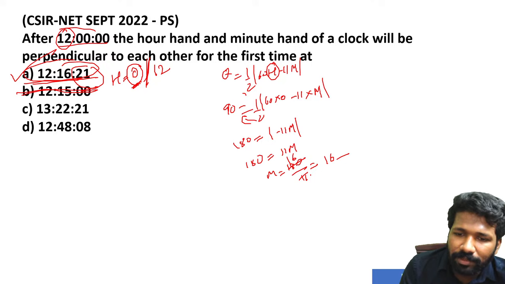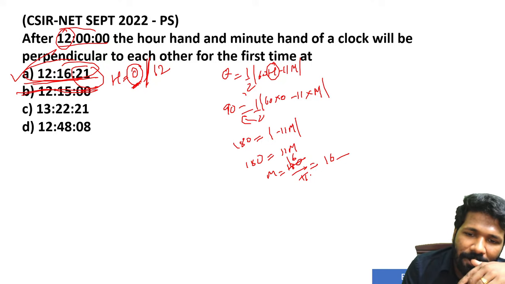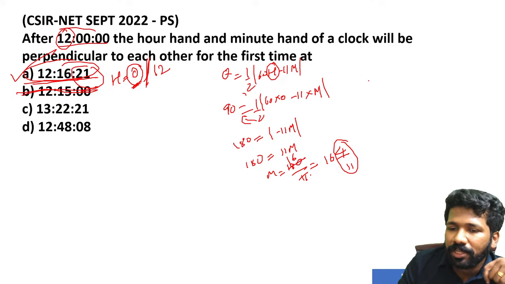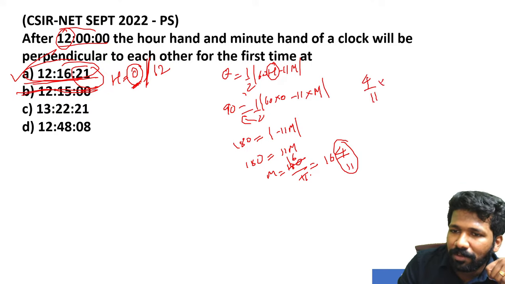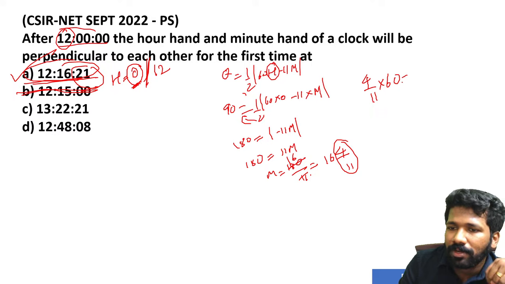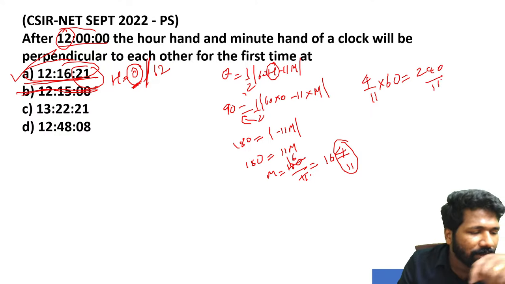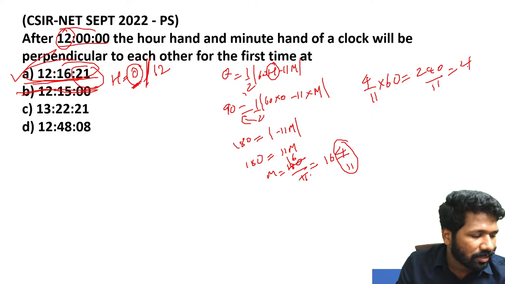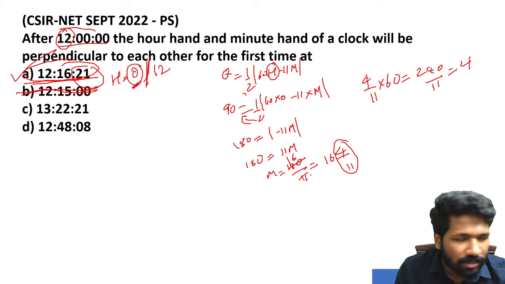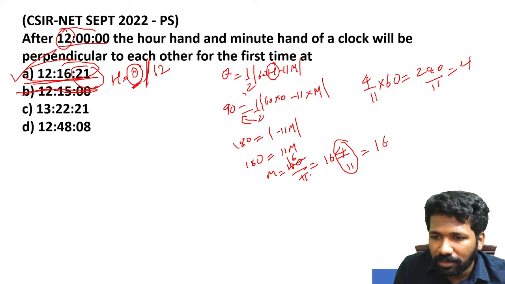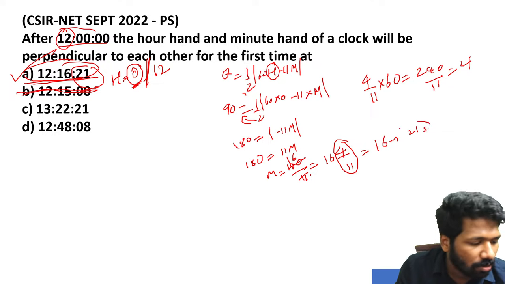So 11 goes into 70 six times, and 4 remaining, so 16 and 4 by 11. 4 by 11 is the partial minute, that is called seconds. Every minute is 60 seconds, so 4 by 11 minutes is 4 by 11 into 60, a conversion of units. That is 240 by 11, which is actually 21 seconds. So that will be 16 minutes, 21 seconds. All of you understood?